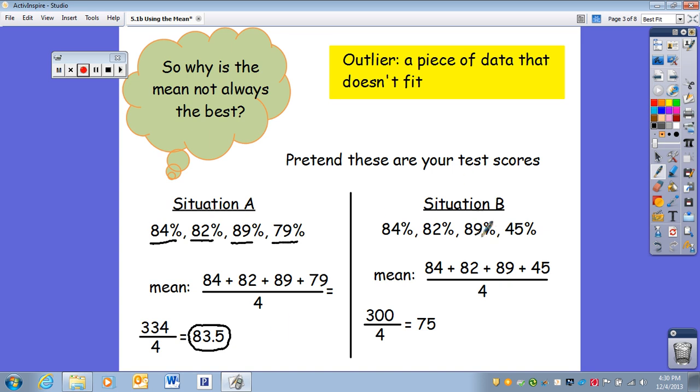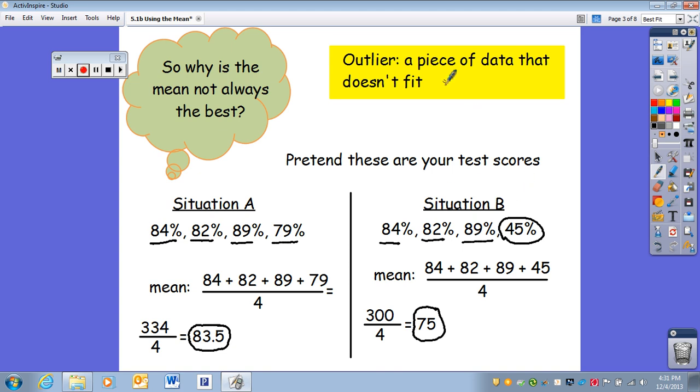What happens though if you're in situation B? You still scored an 84, an 82, and an 89, but one day either you weren't feeling well, didn't get enough rest, or didn't prepare, and you scored a 45% on the test. So here you've worked hard, earning 3 B's, and now you blew a test. So let's add those together, getting 300, and divide by 4. Your mean, or your average, is a C. Doesn't seem like that's quite fair, but that's what happens when we use the mean.